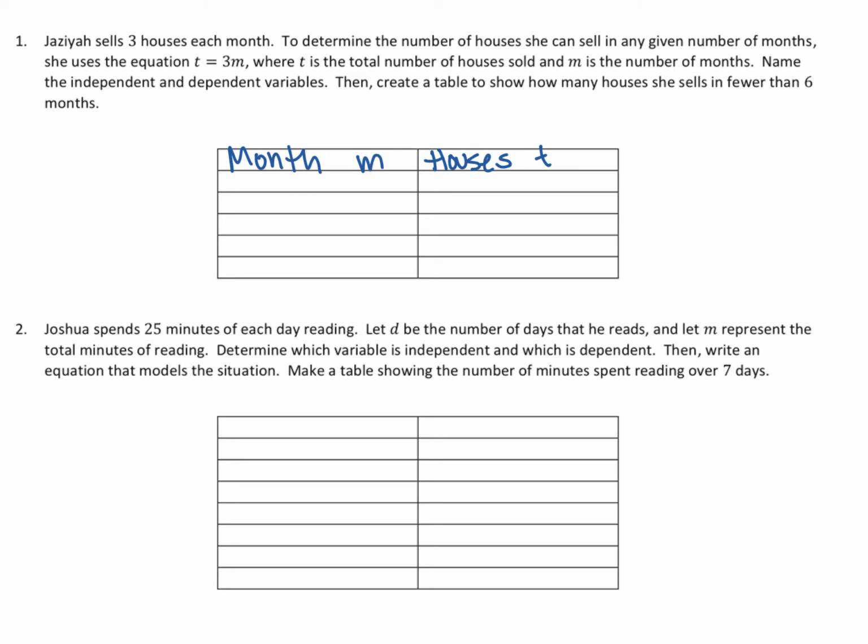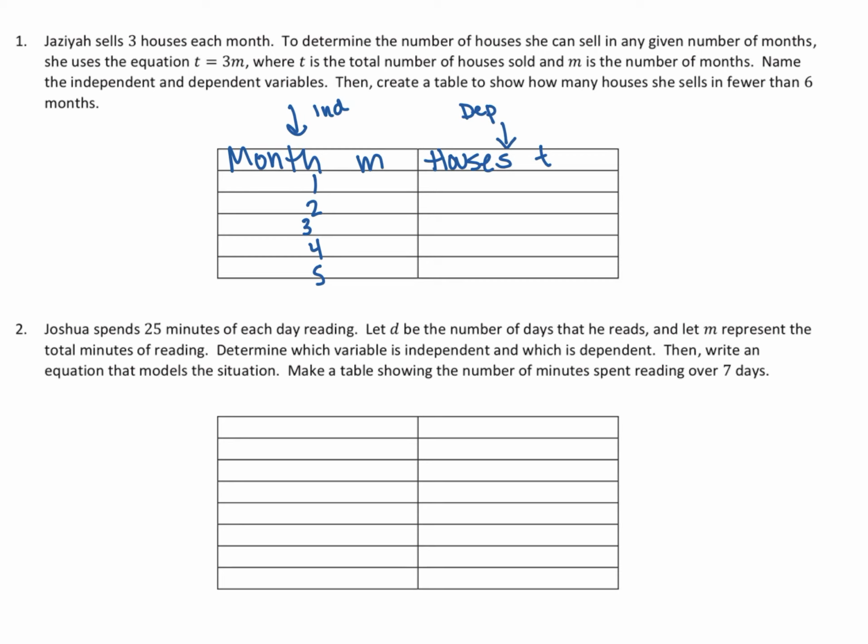Then it says, create a table to show how many houses she sells in fewer than 6 months. So we need 1, 2, 3, 4, and 5, because all of those are fewer than 6. The independent variable goes on the left, and the dependent variable goes on the right.